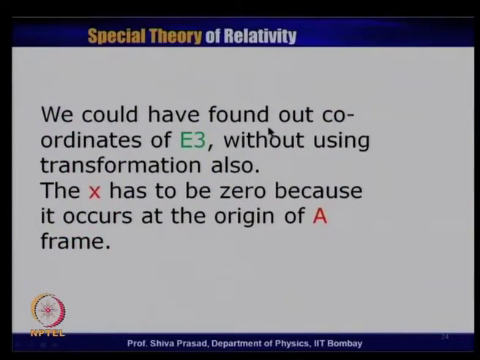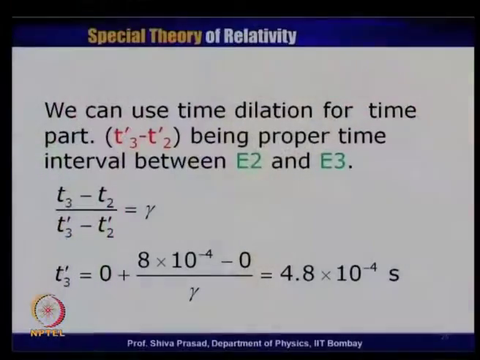So, this is the shortcut I was describing. We could have found out the coordinates of E3 without using transformation also. The x has to be 0 because it occurs at the origin of the A frame. This is what we have just now described, that it has to occur at x equal to 0. So, nothing surprising. I need not have worked out the Lorentz transformation equation. Second thing, we can use time dilation for the time part.